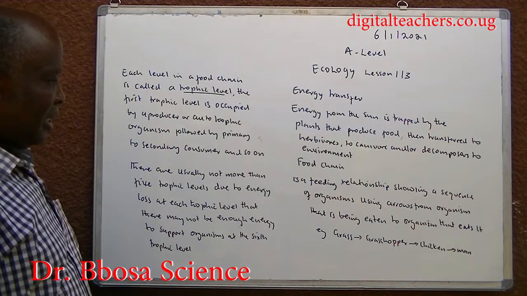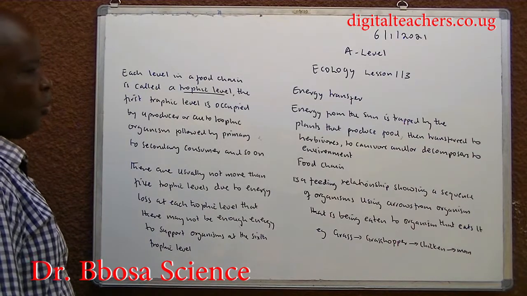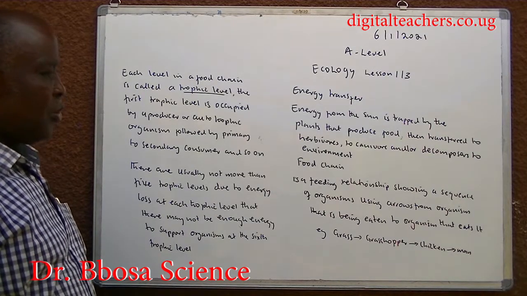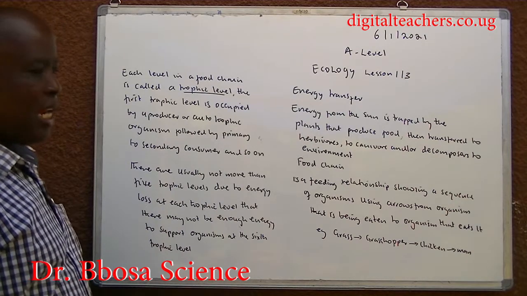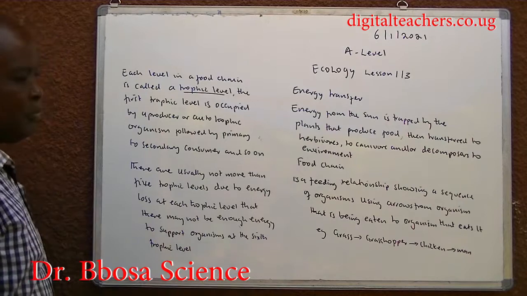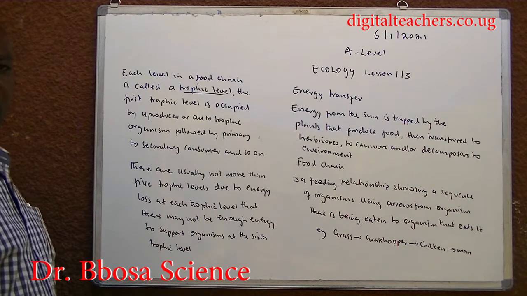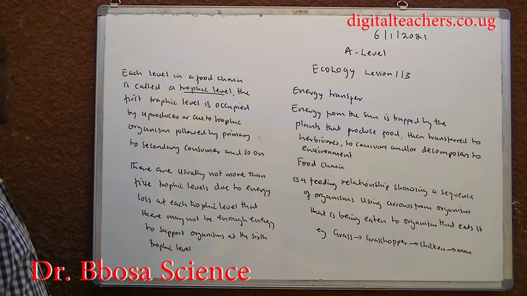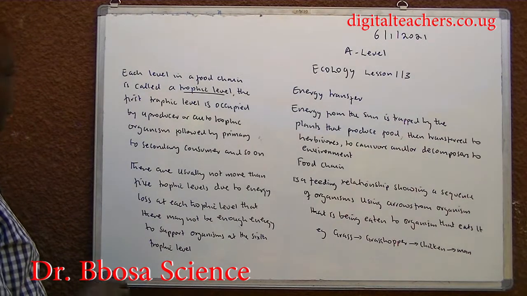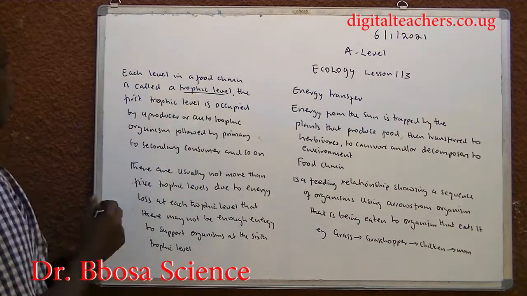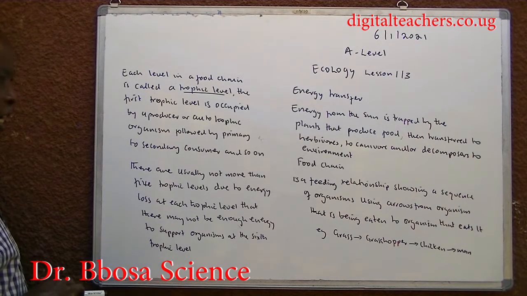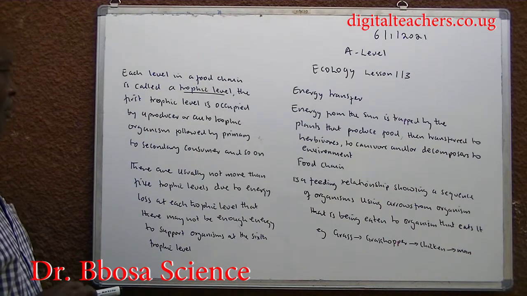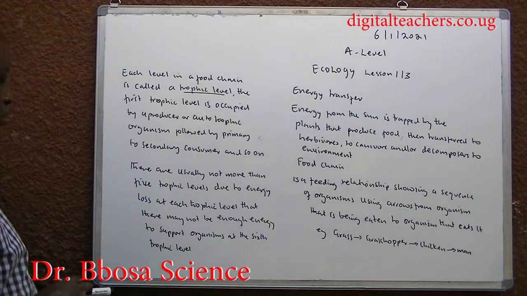Food chain is a feeding relationship showing a sequence of organisms using arrows from organism that is being eaten to organism that eats it. For example, grass is eaten by grasshopper, grasshopper is eaten by chicken, chicken is eaten by man. Each level in a food chain is called a trophic level. The first trophic level is occupied by a producer or autotrophic organism, followed by a primary to secondary consumer, and so on.